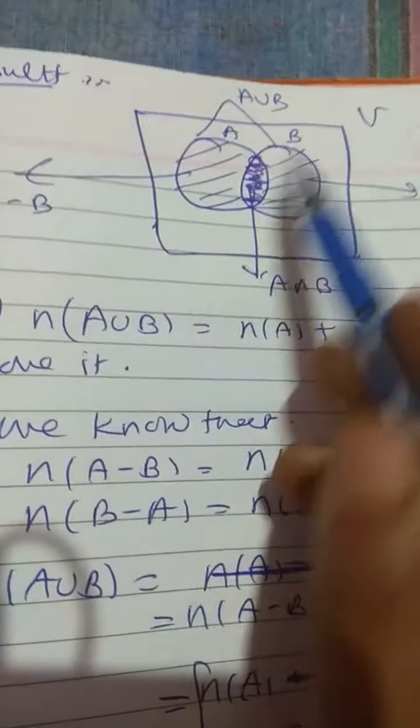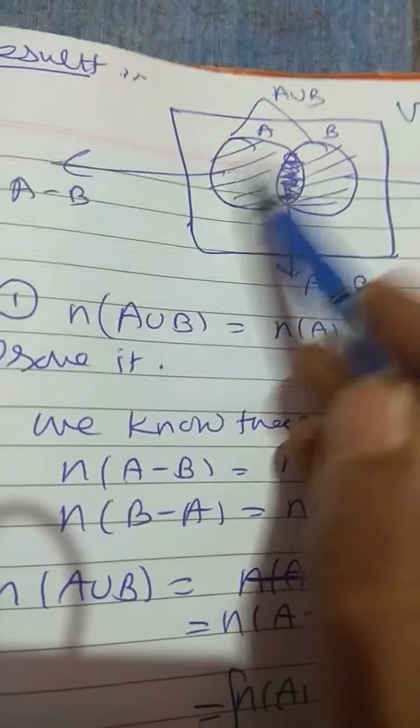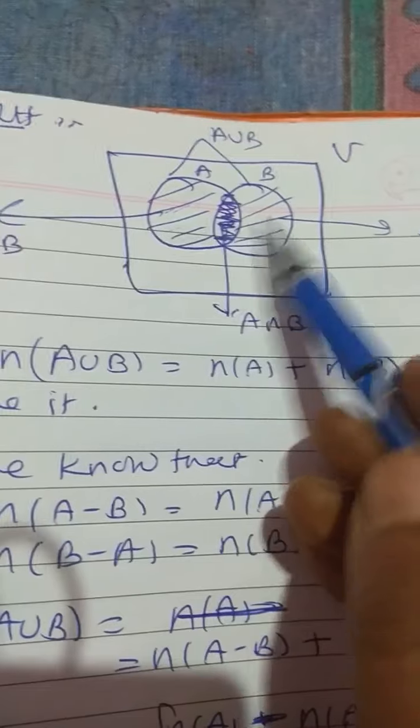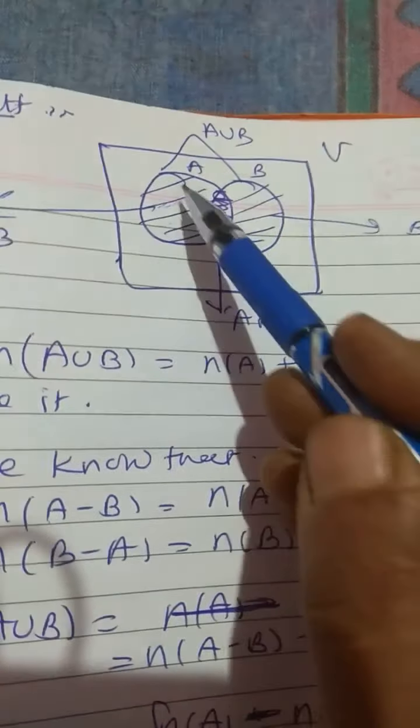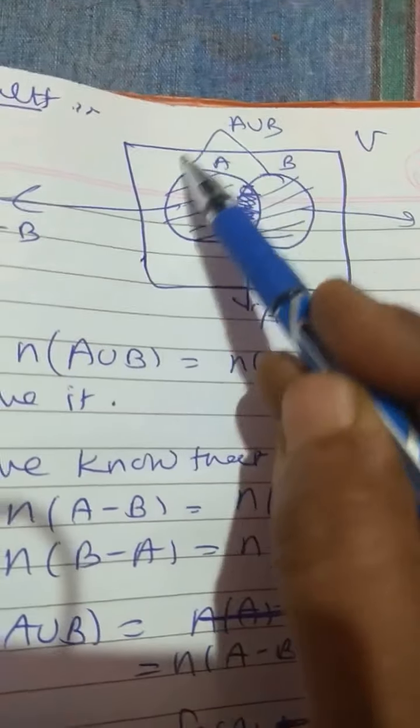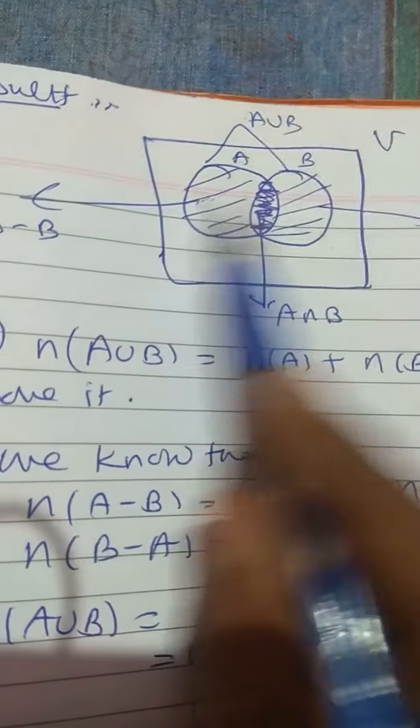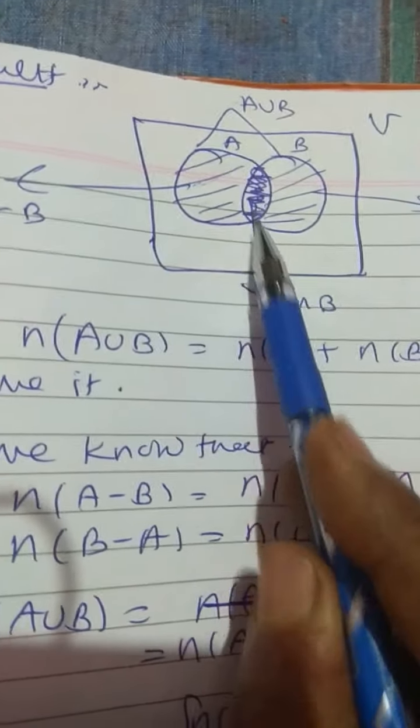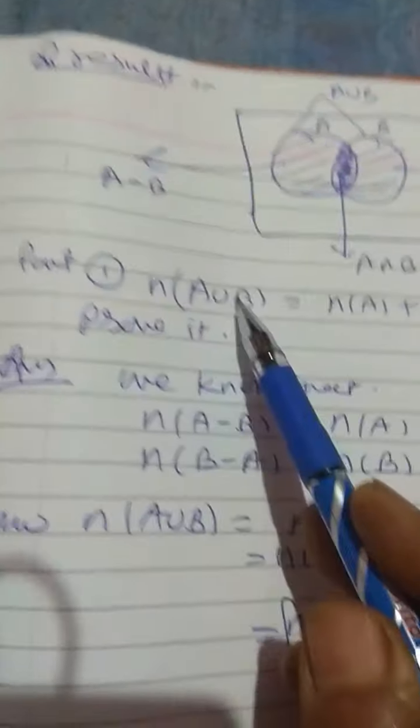According to the Venn diagram, that is the universal set. That is only A, it means A minus B. That is only B, it means B minus A. That total part is A union B. And that part is A intersection B. So how can we prove it?